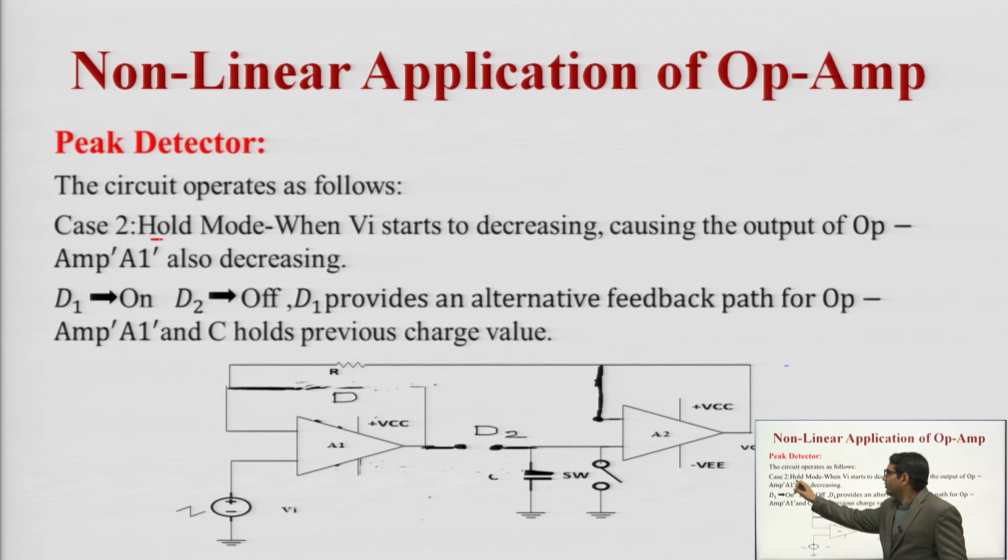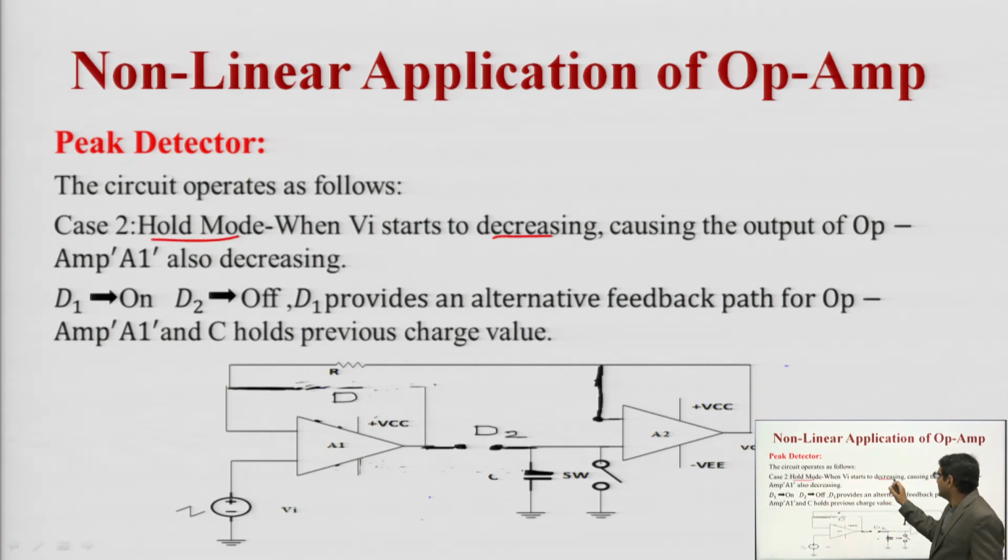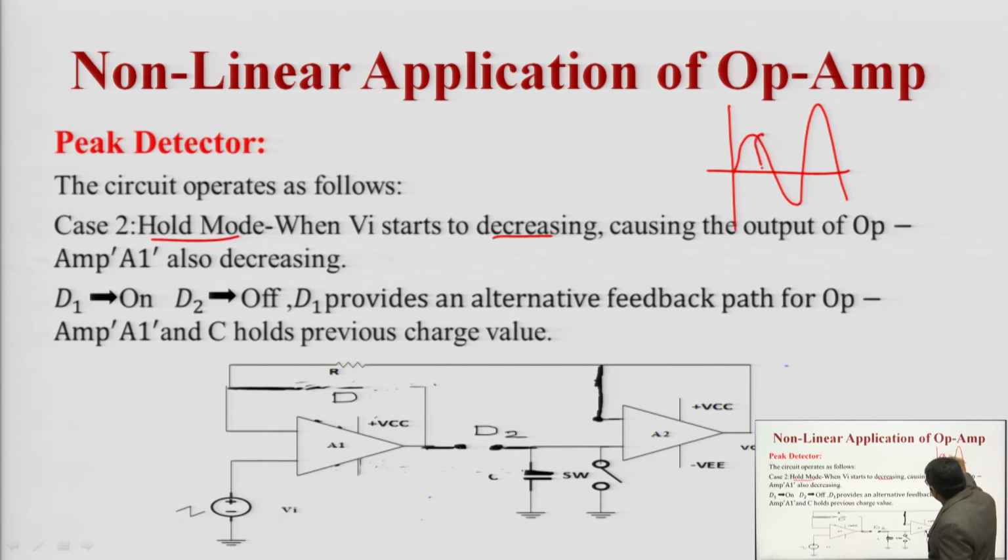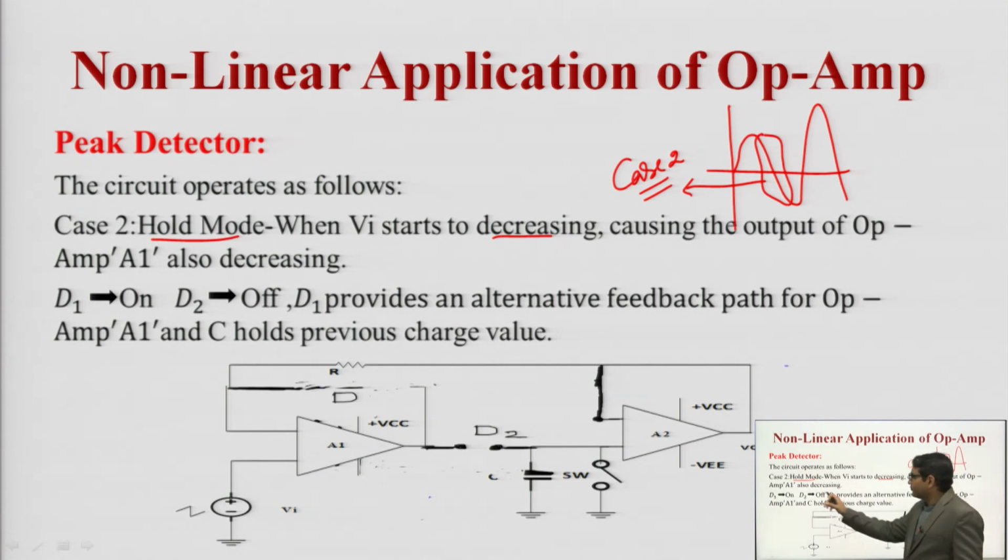Now, the second case is hold mode. When Vi starts to decrease, causing the op-amp output to also decrease. Here is Vi from the previous case, it starts to decrease. It means the positive terminal of diode D2 will be at a lower potential compared to the negative terminal of diode D2. This is the capacitor C.